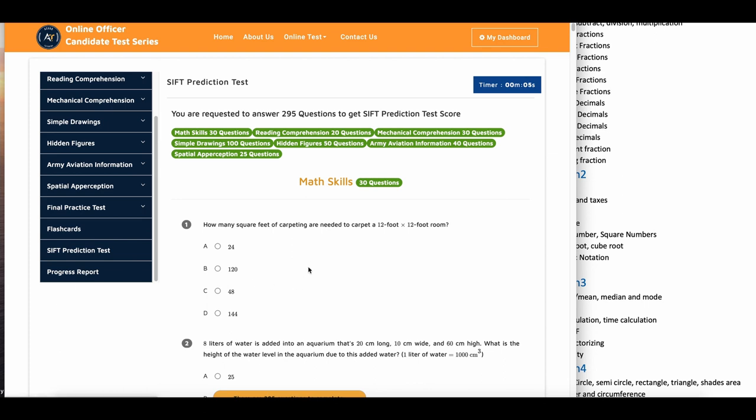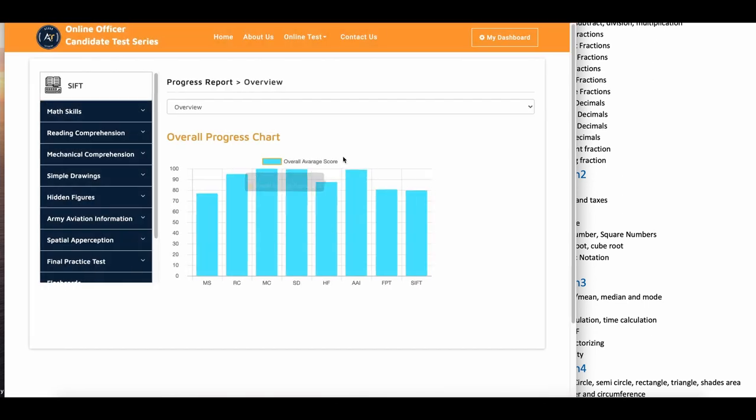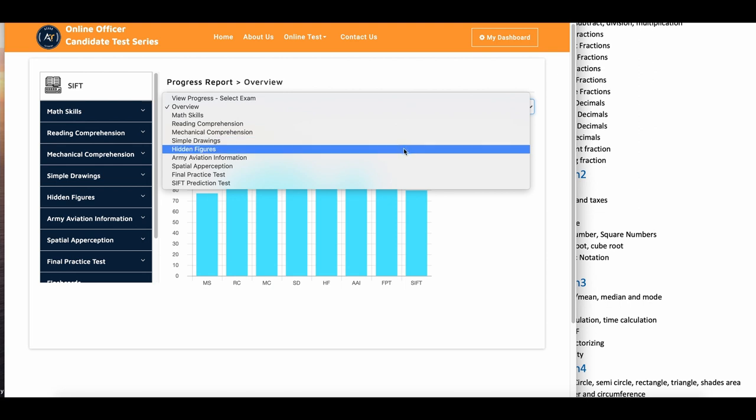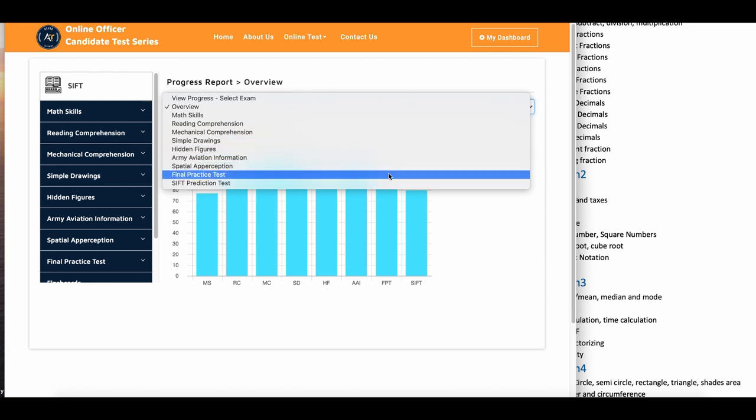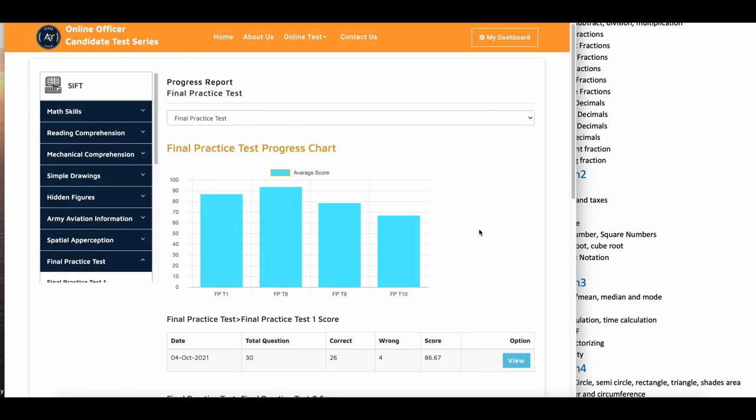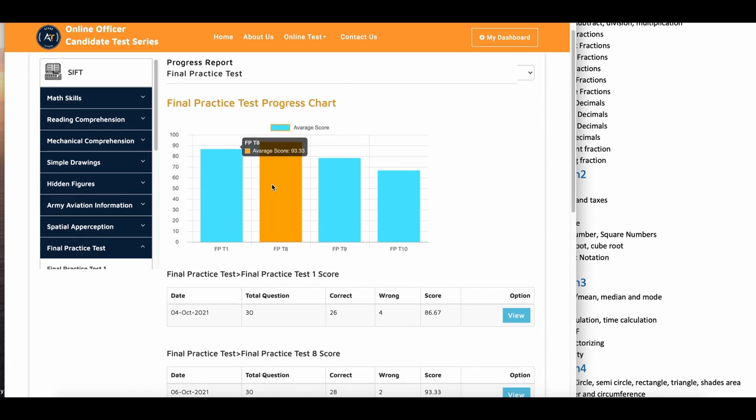So let's go, one of our students took the test multiple times and see how he did. So if you go to our progress report section, you could see how this student did overall. So you kind of know what areas you need to improve. You could see here, we want at least 80% in order to get a decent score on your SIFT exam. So let's go to the math final practice test section, and you see how this person did overall. They got 90, 97, then 78, all of those.